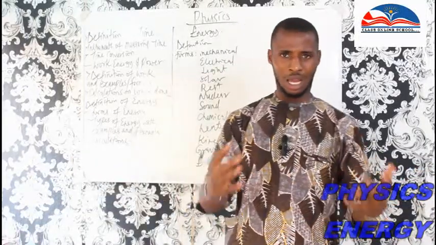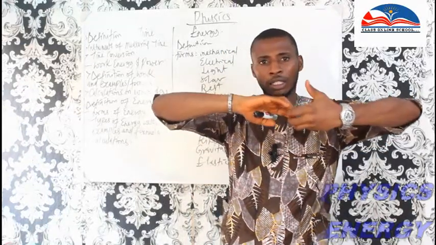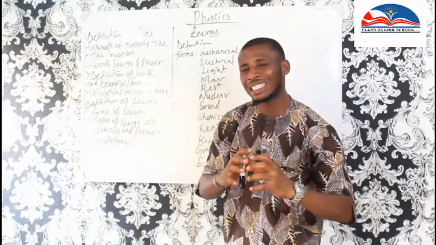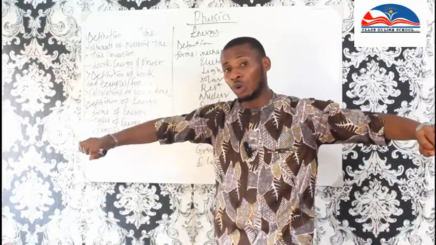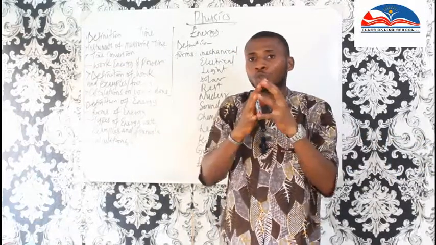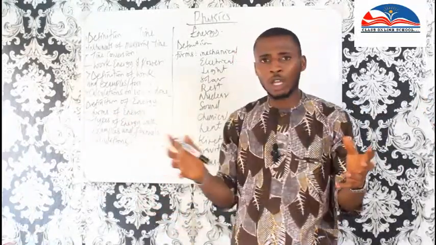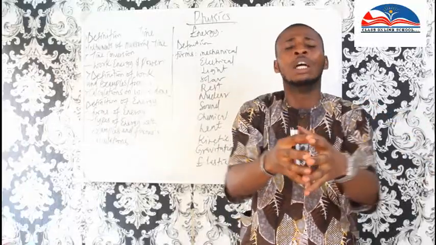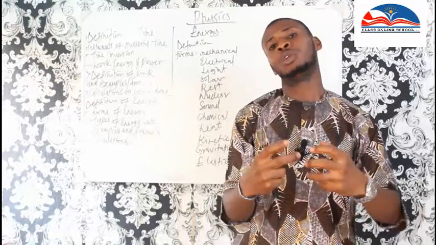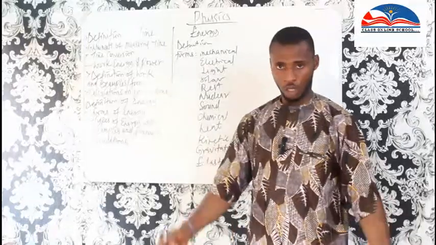Elasticity of a substance. Elasticity is defined as the coming back to the original size of a material that has been drawn at length. I repeat, coming back to the original size of a material that has been drawn at length. So when you draw a material at length, there is an energy that exists that brings it back to its original size, and that is what we call elastic potential energy.